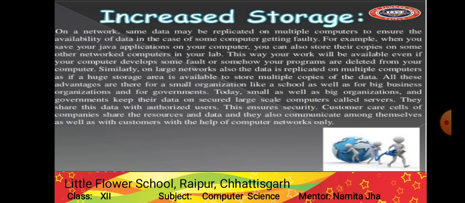Increased storage. On a network, the same data may be replicated on multiple computers to ensure the availability of data in case some computer gets faulty. For example, when you save your Java application on your computer, you can also store copies on some other network computer in your lab. This way, your work will be available even if your computer develops some fault or somehow your programs are deleted from your computer.